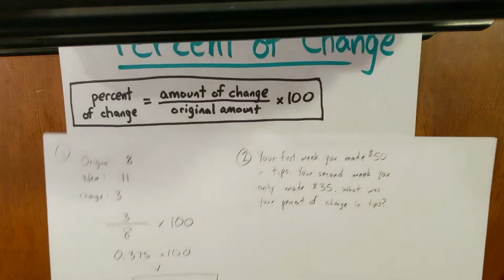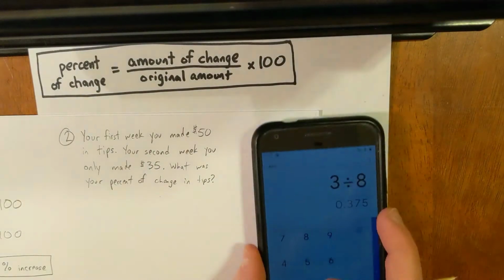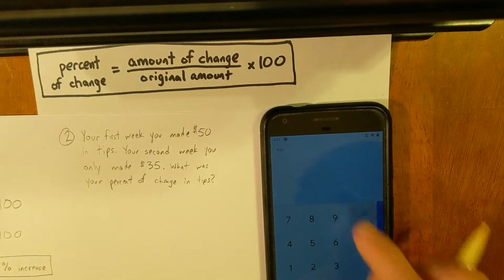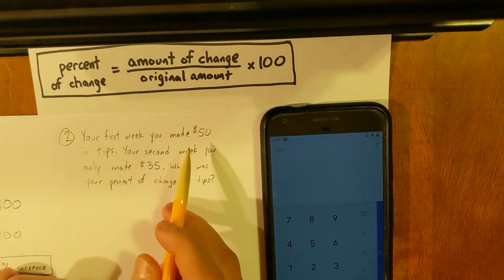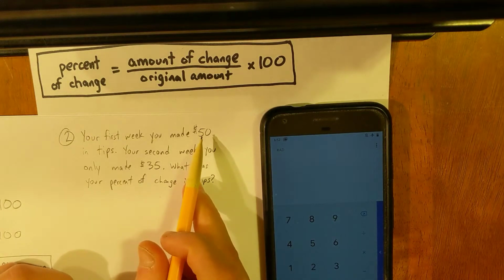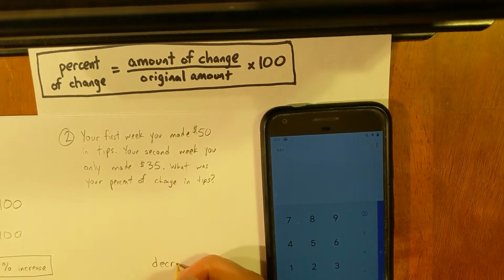All right, we're going to take a look at one more. This one is more of a word problem. Okay, so it says your first week you made $50 in tips. Your second week you only made $35 in tips. What was your percent of change in tips from week 1 to week 2? So this problem, again, I'm going to look already at the beginning to see that going from $50 down to $35, this is a decrease.